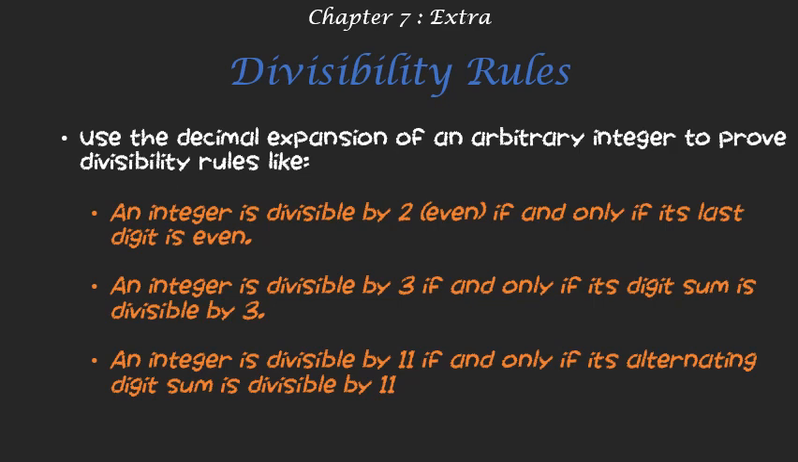So divisibility rules like an integer is divisible by 2 if and only if its last digit is even. This one you probably know. This is how you know if a given number is even or odd. You really just need to look at the last digit.